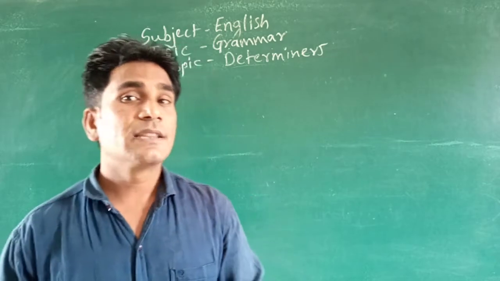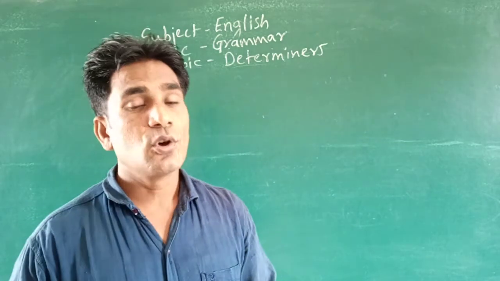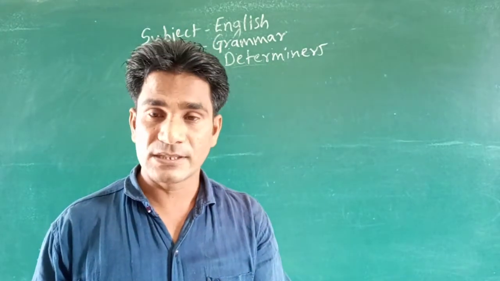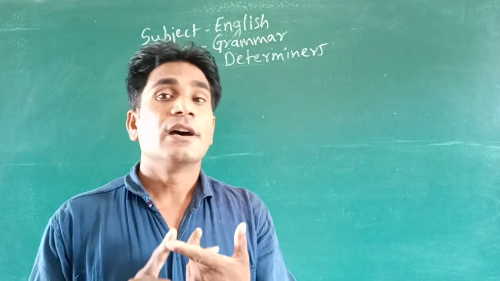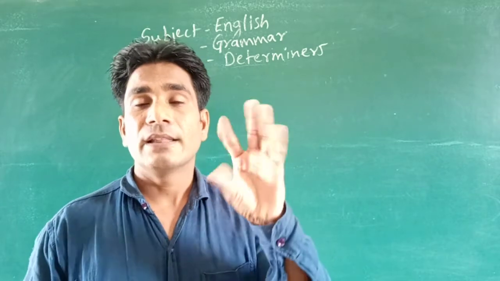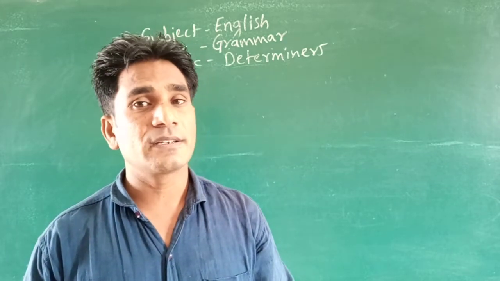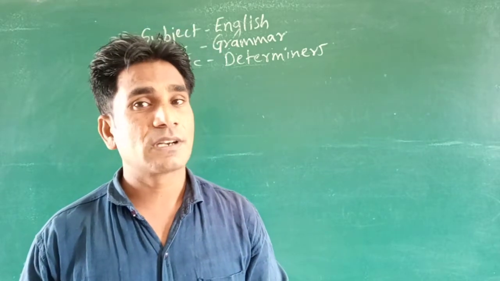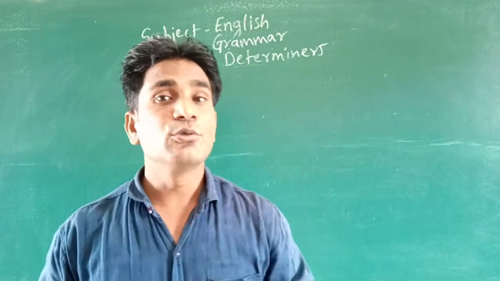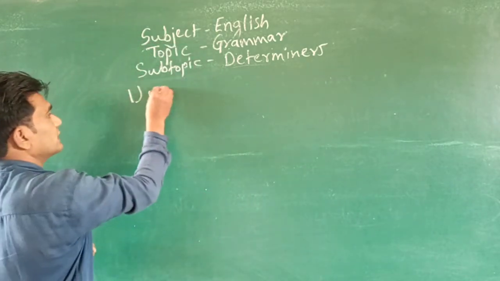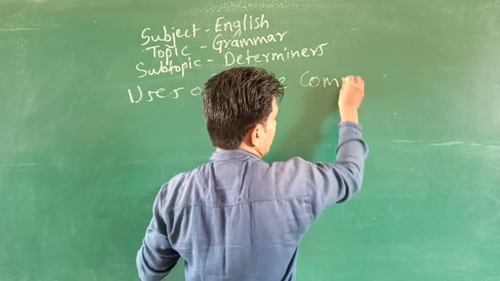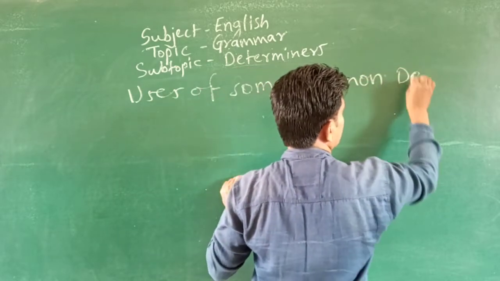This part we have already done in our last class. Today we are going to see the uses. Its types we have also seen: the articles, demonstrative determiners, possessive determiners, quantitative determiners and numerals. There are these 5 types of determiners that we have done. Today let's see the uses of some common determiners.